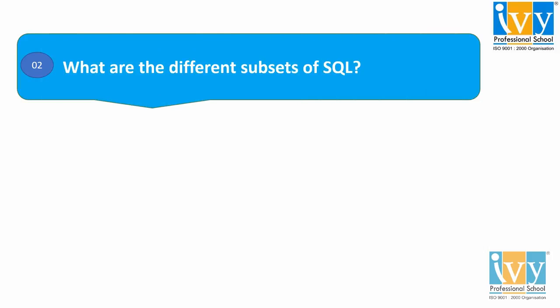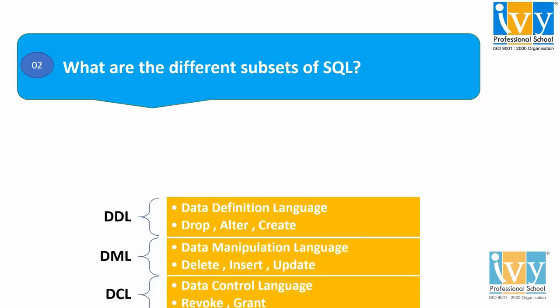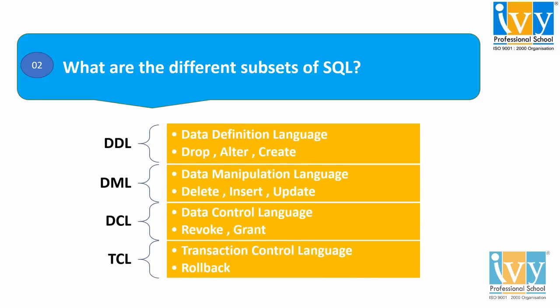Moving to the second question. What are the different subsets of SQL? The various subsets of SQL are: number 1, DDL. It stands for Data Definition Language. It allows us to perform various operations on the database such as create, drop, alter, etc.